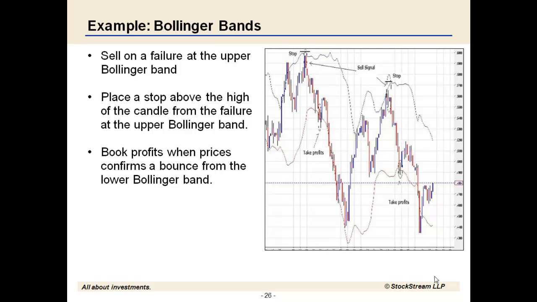We will initiate a short position on confirmation of failure at the upper Bollinger Band. Confirmation can be established using candlestick reversal patterns or other technical indicators. The stops can be placed above the highs of the reversal candle. Profits can be taken when the price approaches the lower Bollinger Band or another technical exit signal is generated.